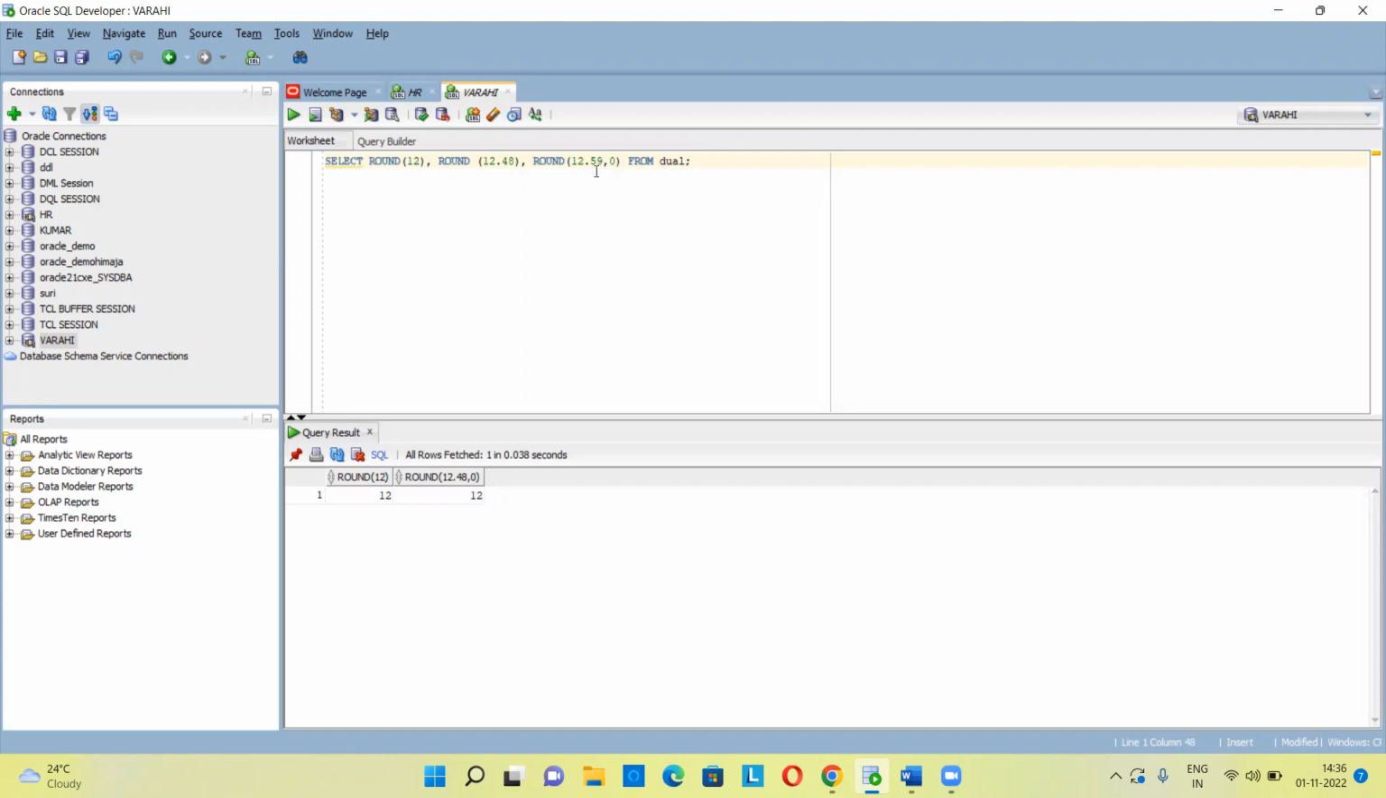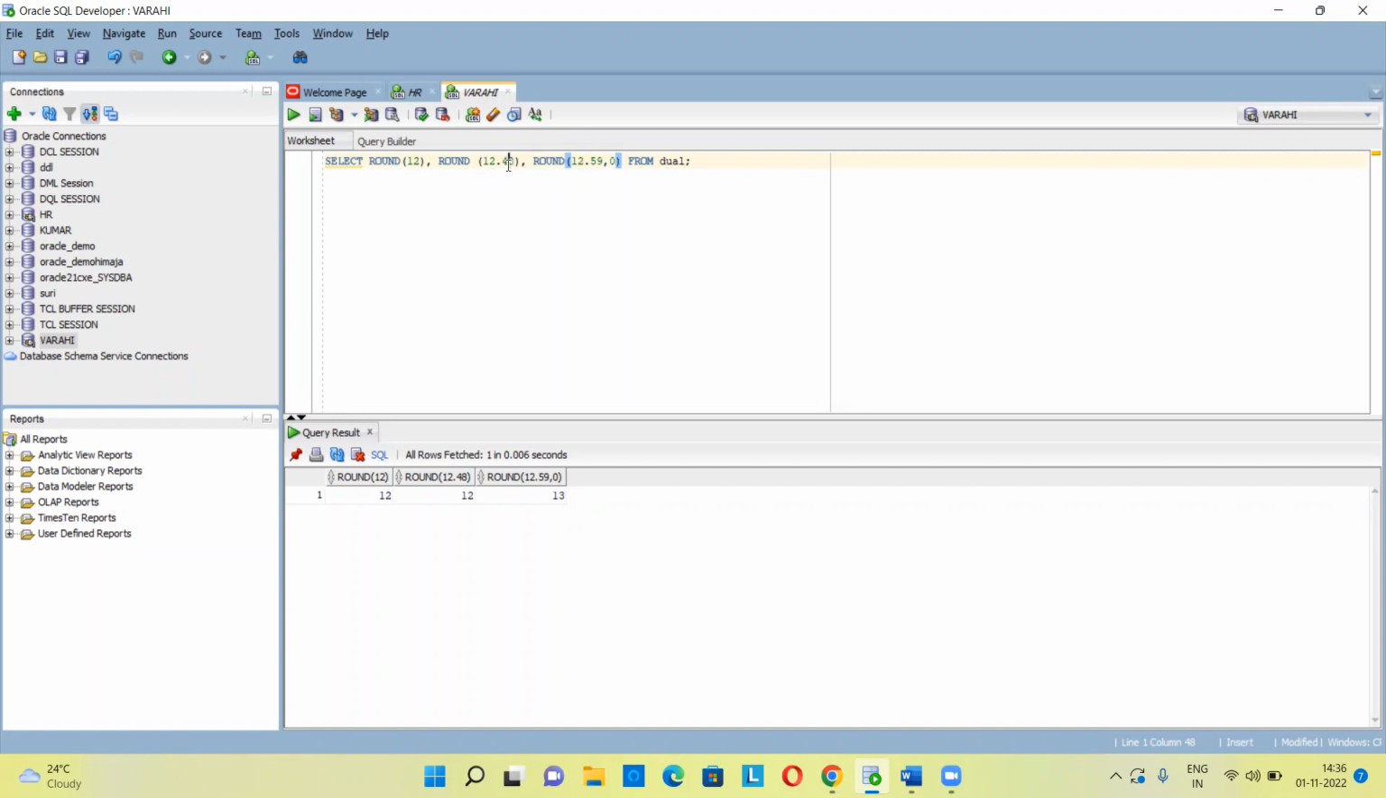Now I'm passing the second parameter value as 0. Let's see what will happen. Okay, I need 0 decimals. Correct. I'm not getting any decimals, right? Yes or no? It's a very important thing. There will be a confusion definitely.